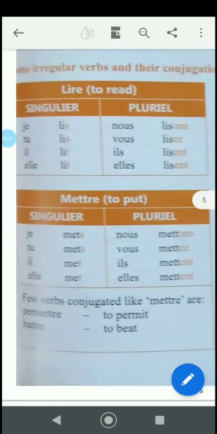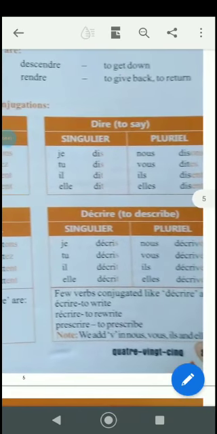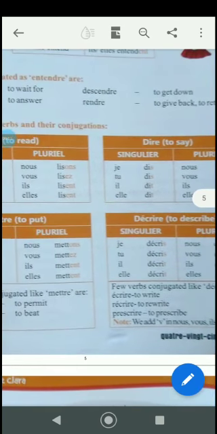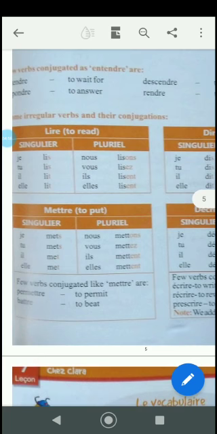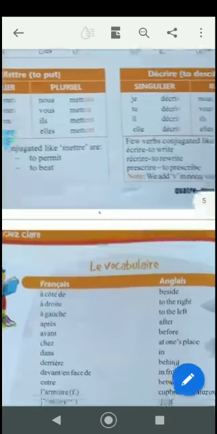Mettre, to put: je mets, tu mets, il, elle met, nous mettons, vous mettez, ils mettent, elles mettent. For décrire, to describe: je décris, tu décris, il décrit, elle décrit, nous décrivons, vous décrivez, ils décrivent, elles décrivent. A few verbs are conjugated like décrire, in the same form: écrire, to write; récrire, to rewrite; prescrire, to prescribe. And for mettre, there are permettre, to permit, and battre, to beat. You just put per in front of met and the conjugation is the same, and it is the same for battre as well. I think the vocabulary we have done.